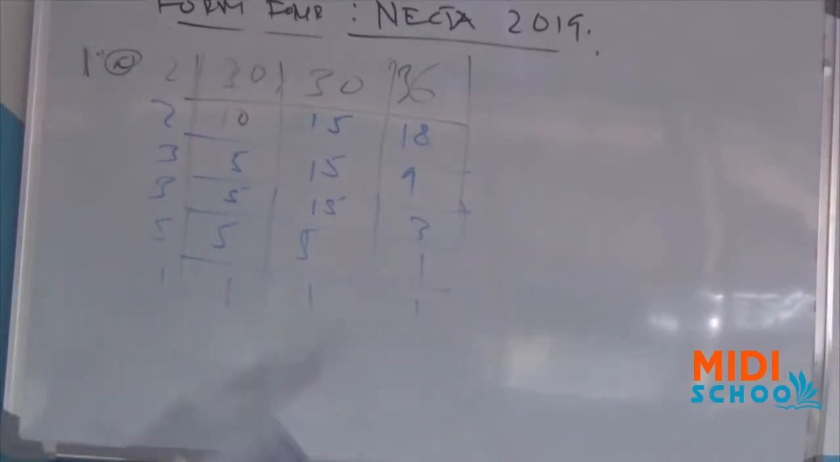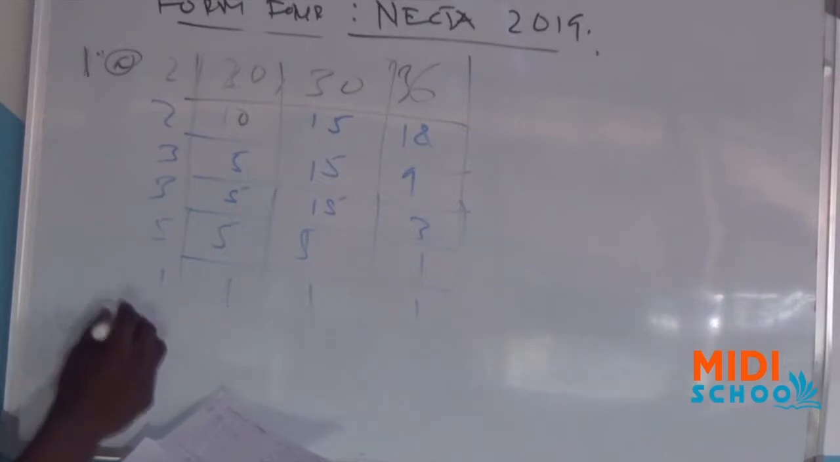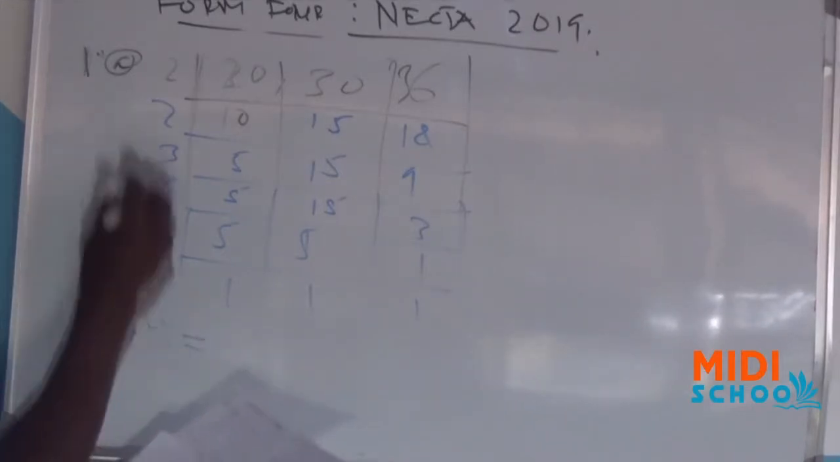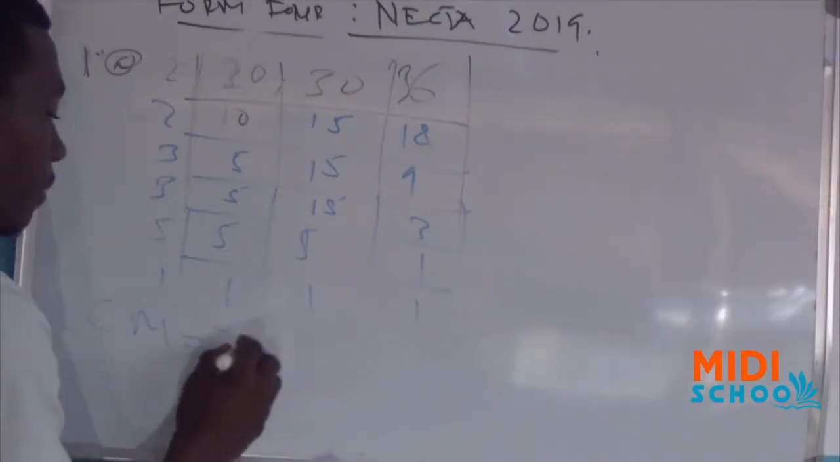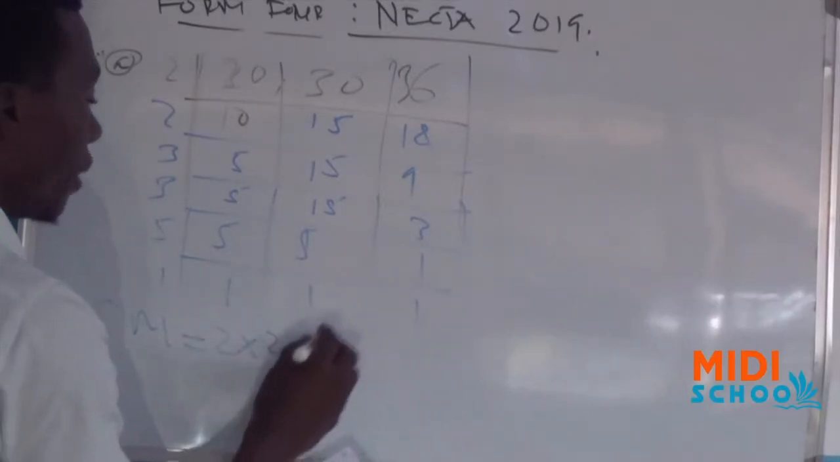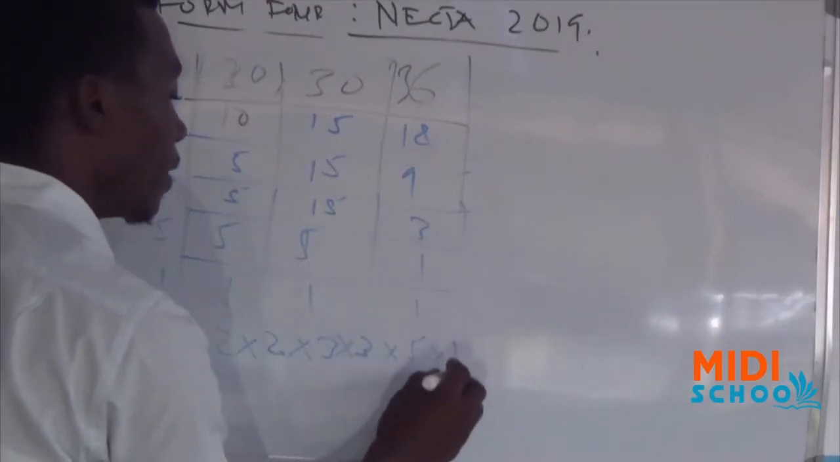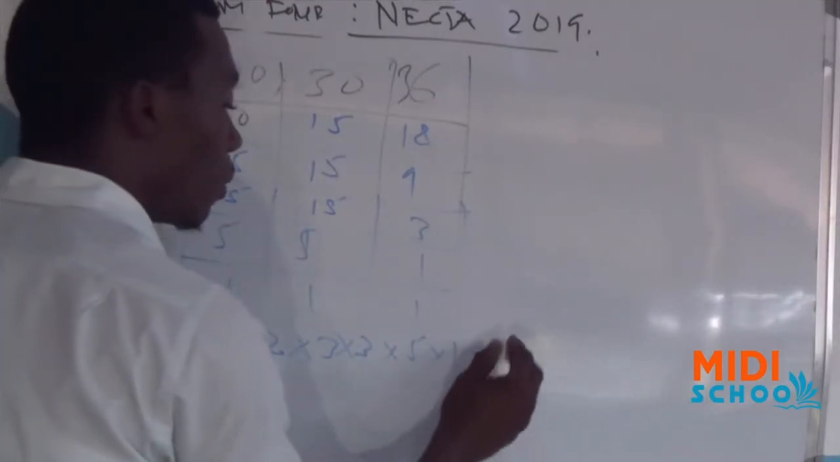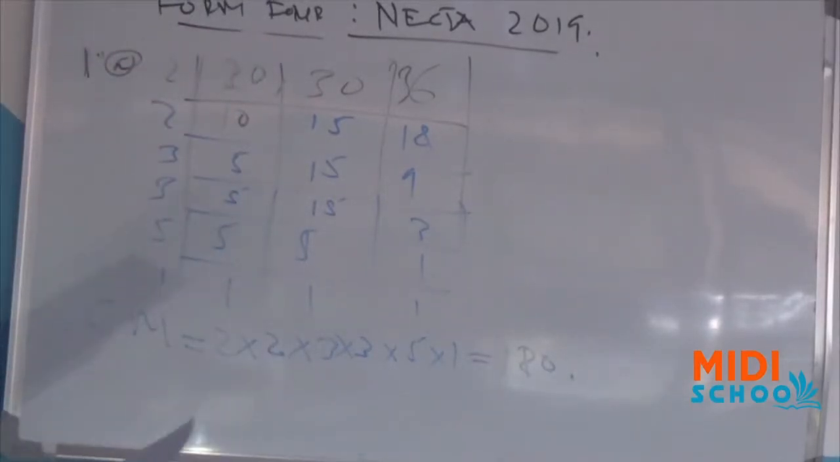So we are asked to find the minimum number of mangoes required. The minimum number is the same as the lowest common multiple. So we take the product of these factors. Here we get 2 times 2 times 3 times 3 times 5 times 1, and the answer is equal to 180. So this was the minimum number of mangoes required.